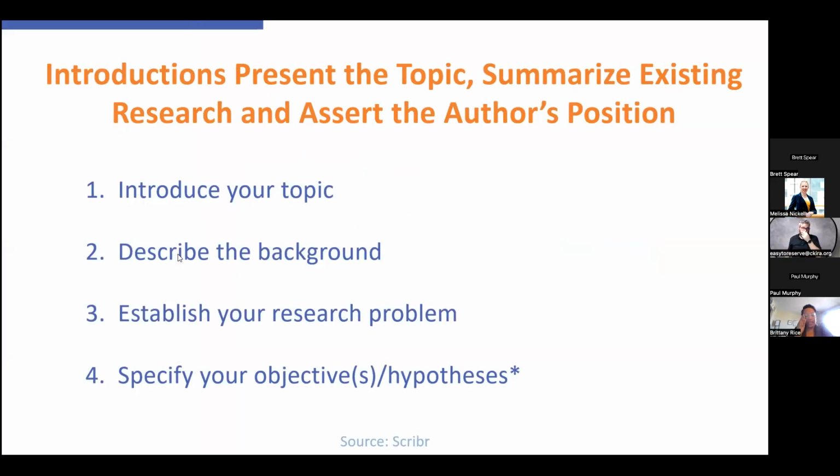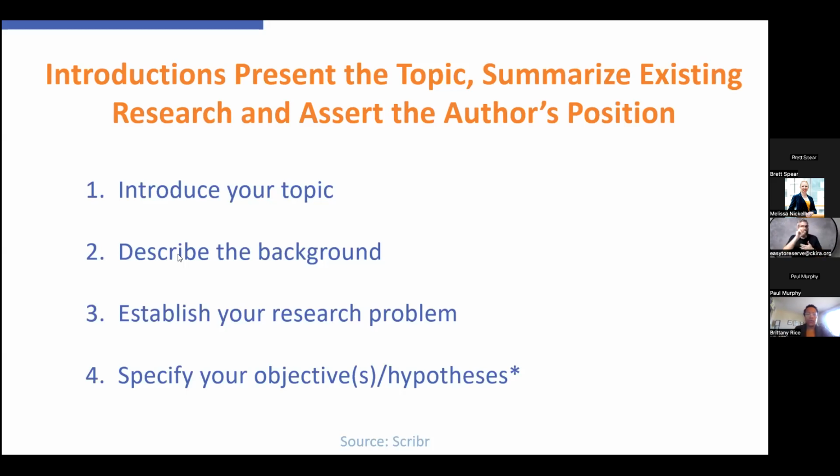Now, for the introduction, authors grab the attention of their audience by providing an overview of their field. This overview starts off very, very broad, and then it begins to narrow to establish the research problem. Towards the end of the introduction section, your objectives and hypotheses will be stated. I want to note that not all original research has a hypothesis, as some studies are conducted a priori or are exploratory.